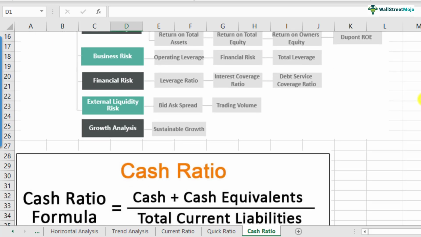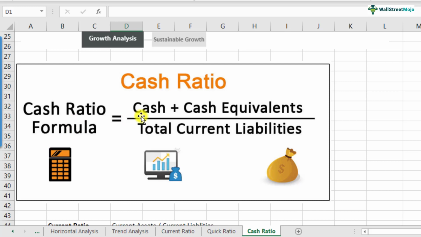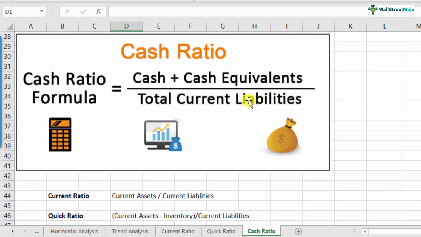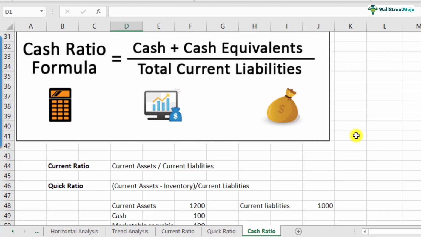And let's look at the formula. Cash ratio formula: cash plus cash equivalents. You can also make this marketable securities. It's one and the same, divided by your total current liabilities. It's a bit more aggressive in terms of looking at the liquidity of the company, but some analysts do use it, many don't. And I'll come to the reason why it is not used by many analysts too.